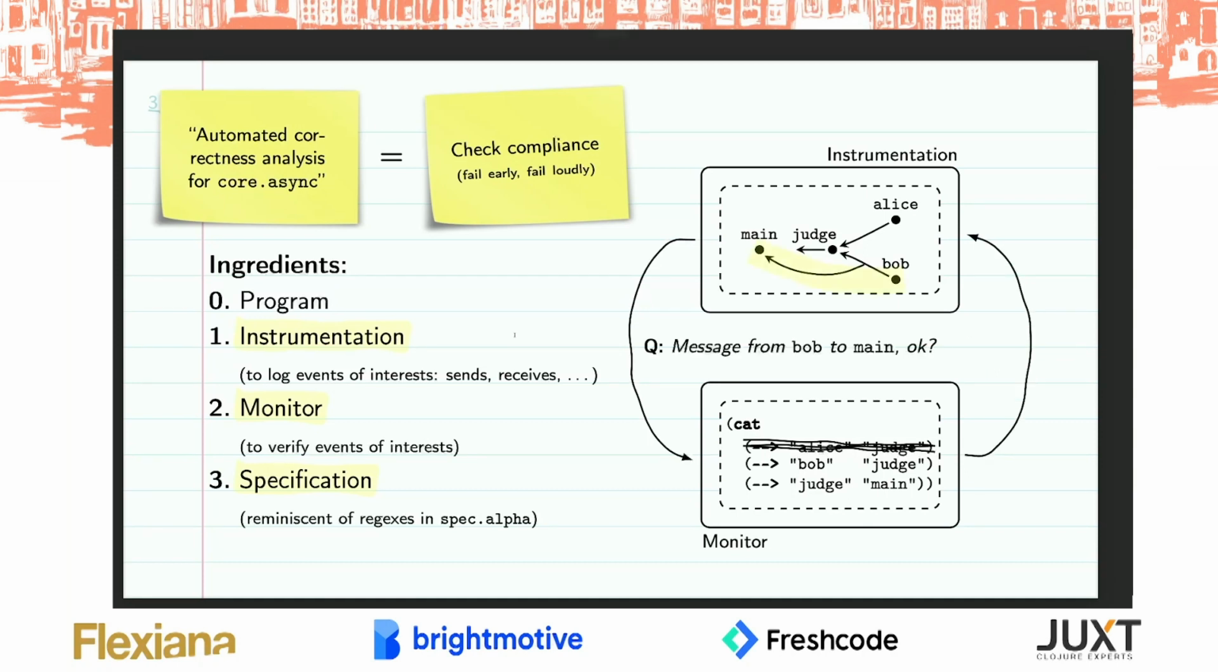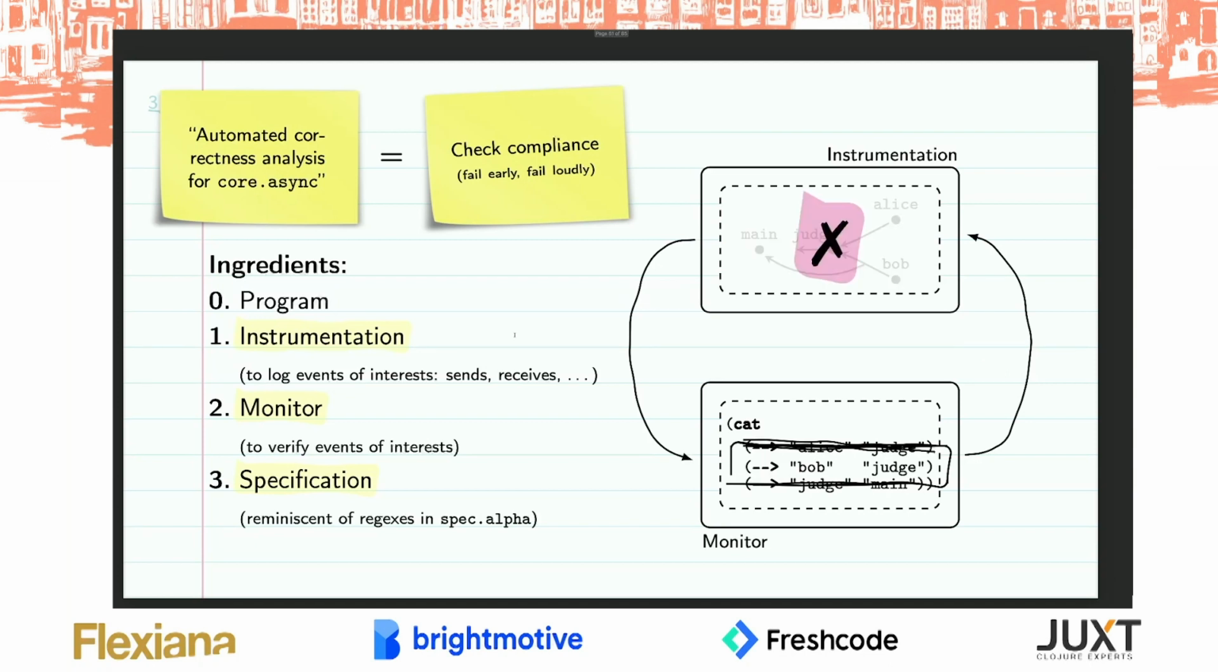And so if main wins the race, so main tries to receive the message from Bob, and then the instrumentation asks the monitor if this is okay. At this point, the monitor will say, no, it's not okay, because I expect a communication from Bob to Judge to happen instead of from Bob to main. So now the monitor says, no, you shouldn't allow this to happen, and the instrumentation says, okay, if I'm not allowed to do this, then I will throw an exception. Okay? So here we have fail early, fail loudly, because right before the moment in which this communication was supposed to happen, we already have this thing.